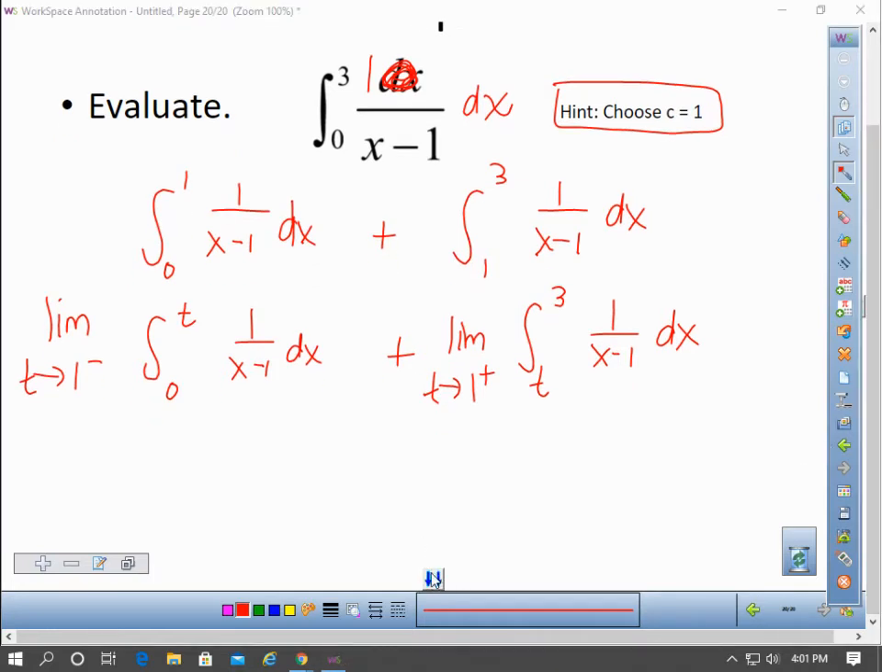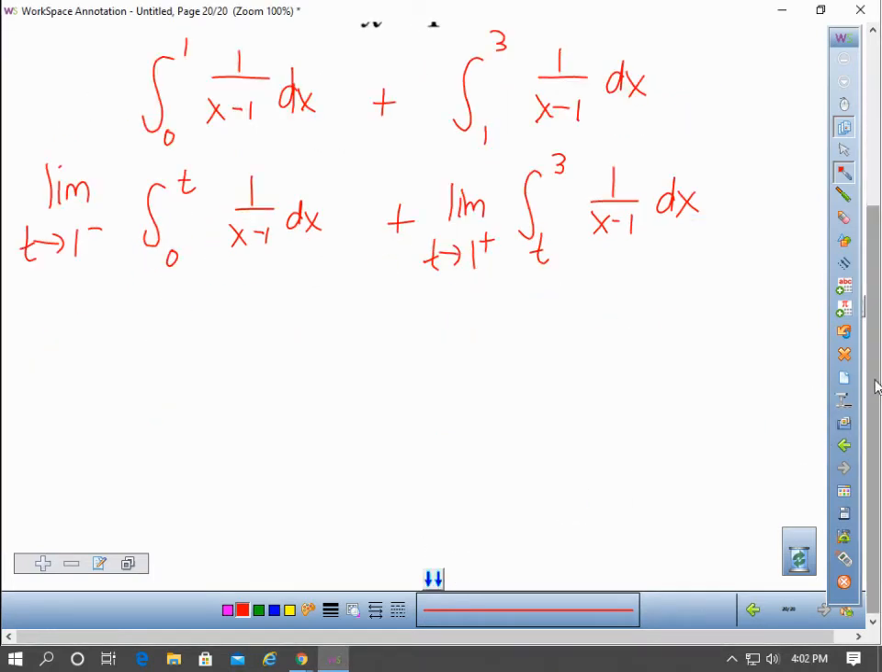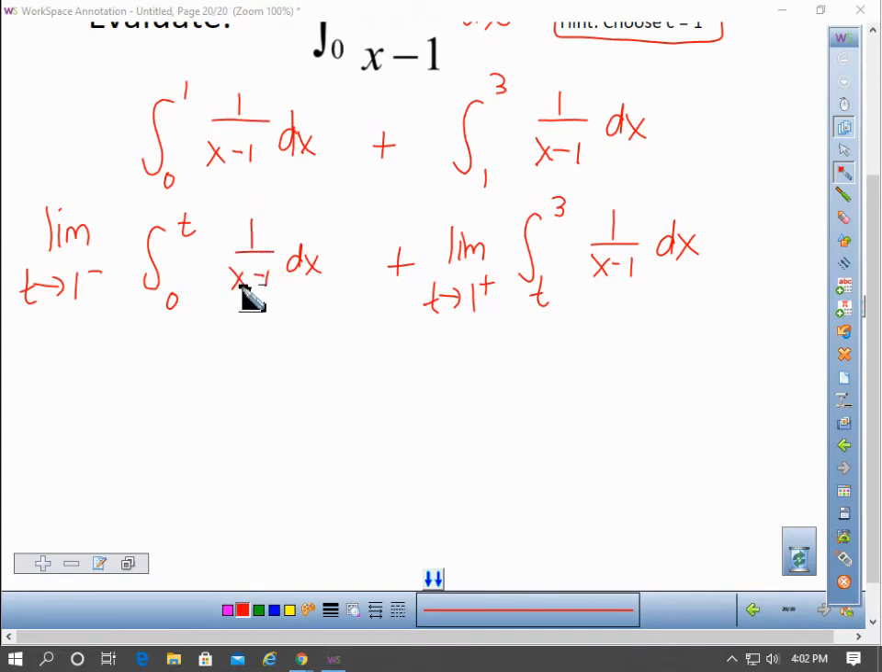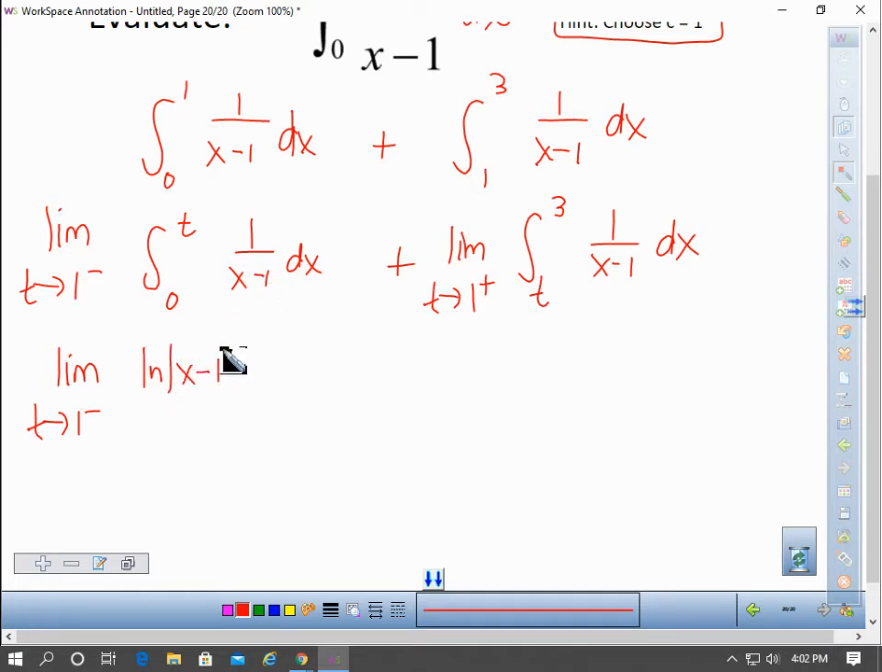So now we're ready to do our antiderivative. What is the antiderivative of 1 over x minus 1? That should be an easy one for you. We're doing the limit as t approaches 1 from the left. My antiderivative of 1 over x minus 1 is the natural log of the absolute value of x minus 1, and then I'm evaluating that from 0 to t. Over here we'll do the same thing: a limit as t approaches 1 from the right. I'm doing the antiderivative of 1 over x minus 1, which is the natural log of the absolute value of x minus 1. I'm evaluating that from t to 3.